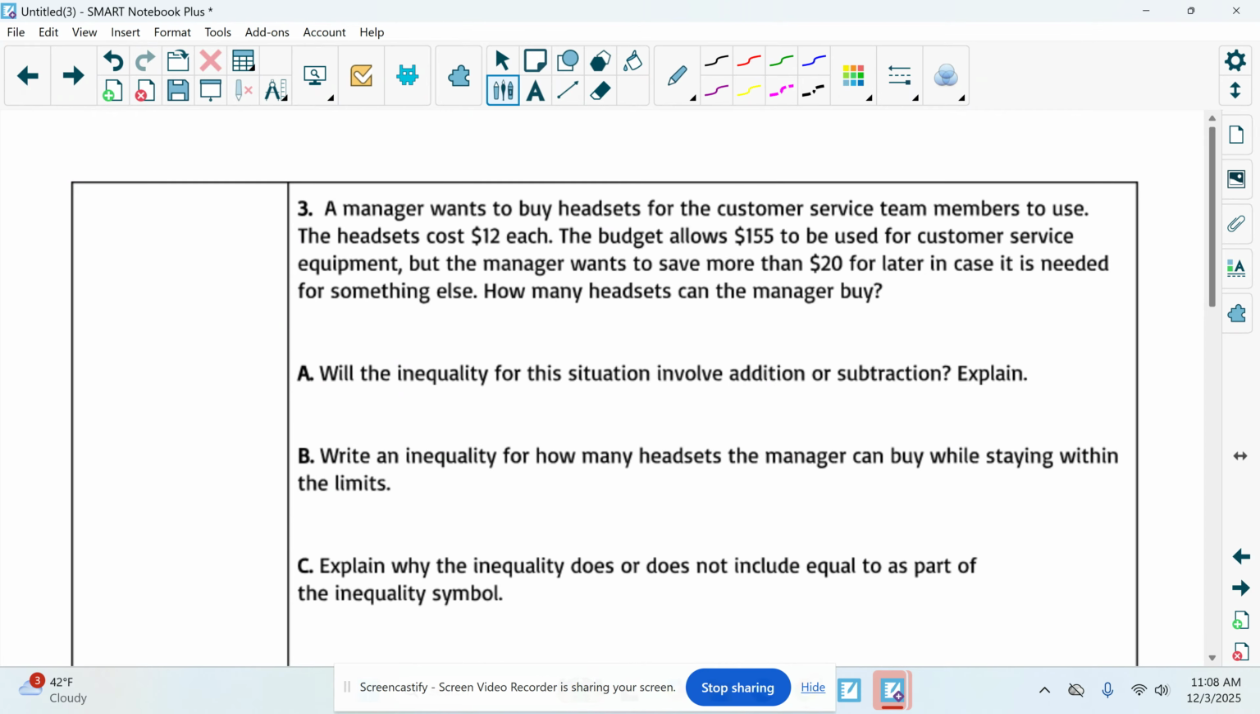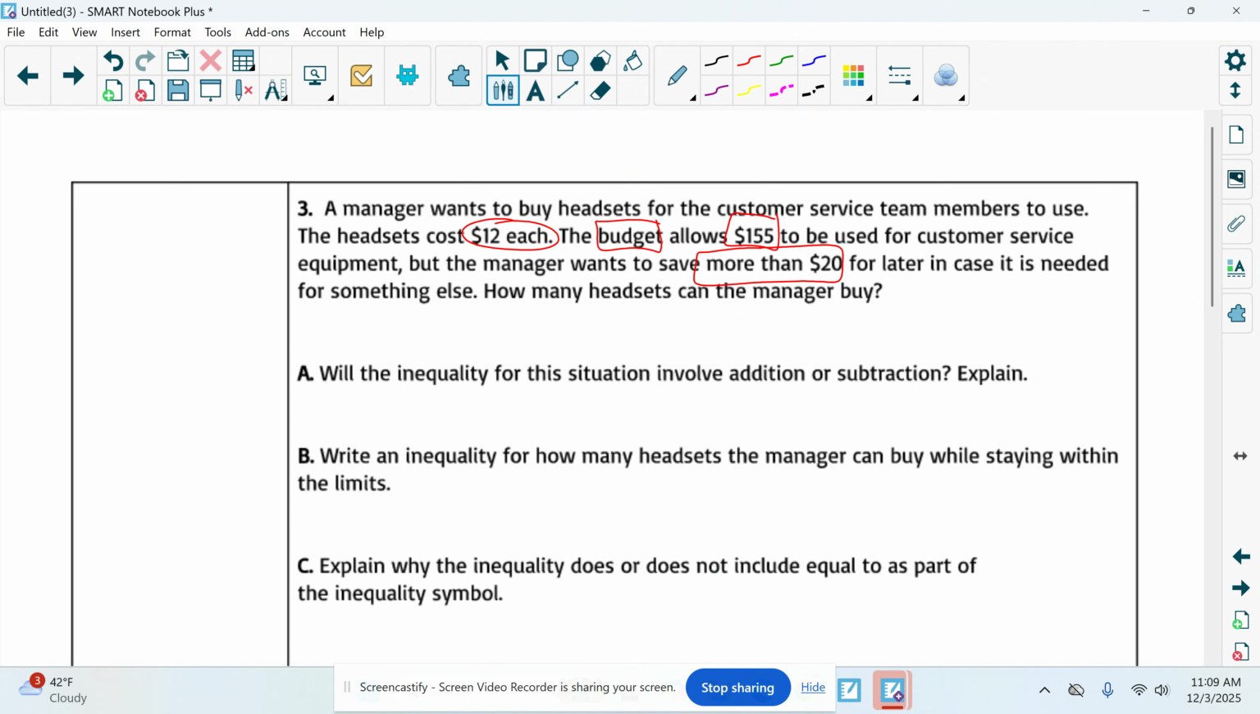All right, what'd you find? 12 each. 155. Budget. More than 20. Okay. What does a budget mean? That's what you have, and you can't go over it, right? You always want to start with what you have. We have $155.